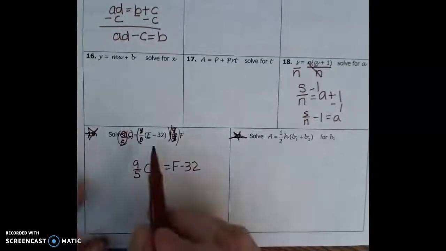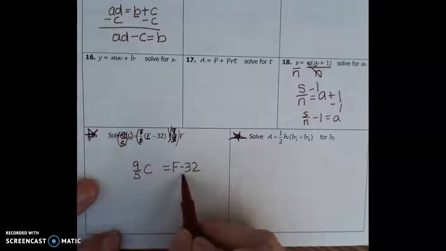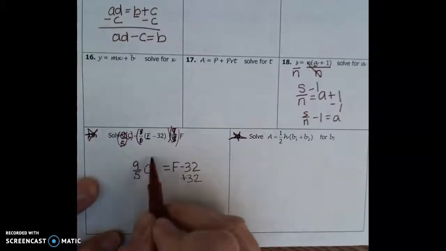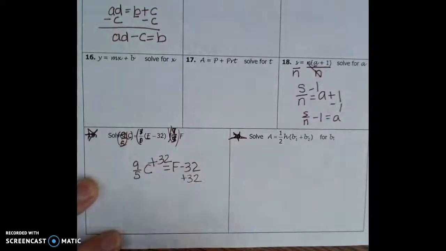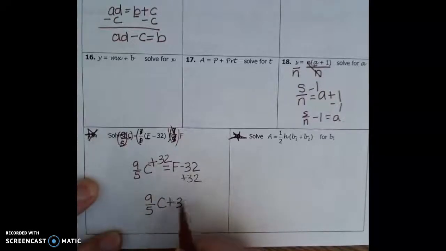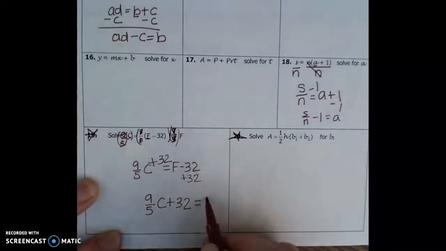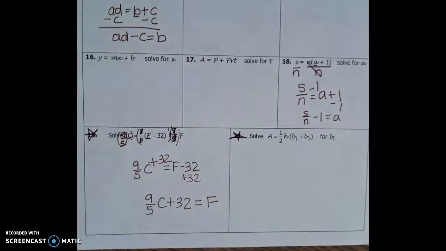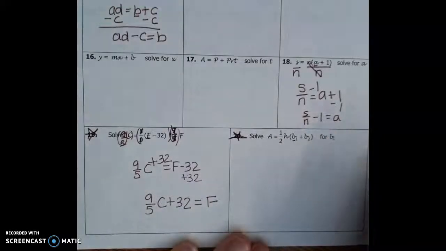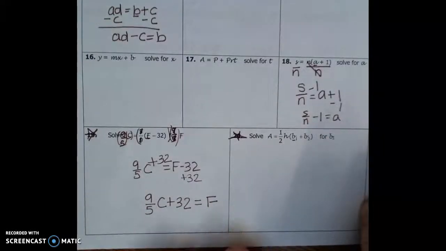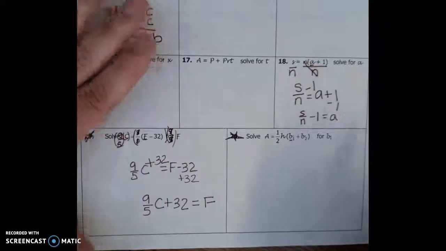To continue isolating f, this is f minus 32, so we're going to add 32 to get f alone. The whole monomial here will say plus 32 when I rewrite this. So we have 9 over 5 c plus 32 is going to equal f. All right. One last one. Let's do our trapezoid one. We want to get b1, which is here inside our parenthesis. We want to get rid of everything on the outside of the parentheses so we can work into our parenthesis.